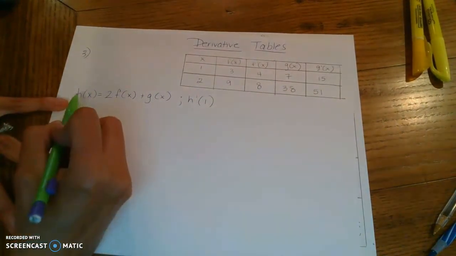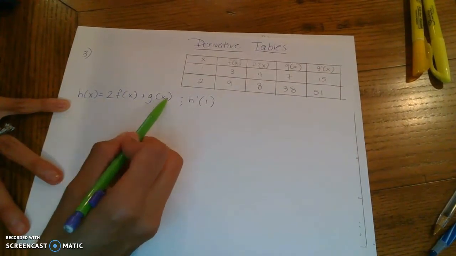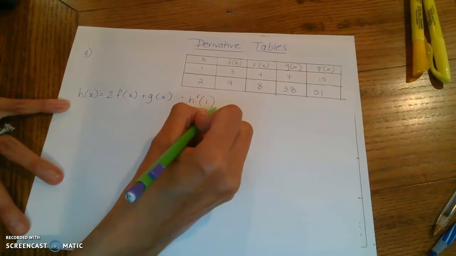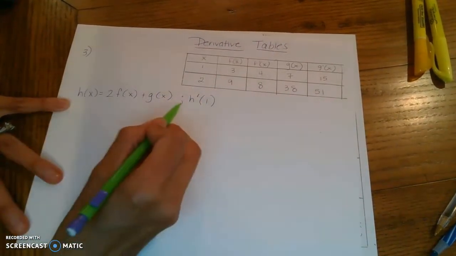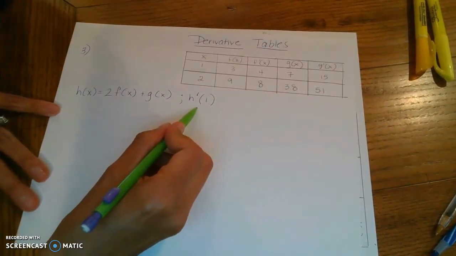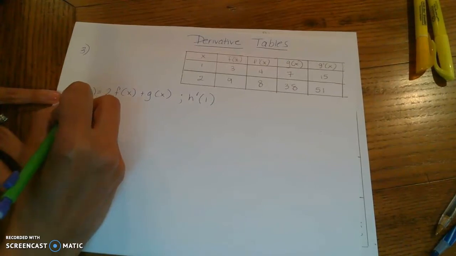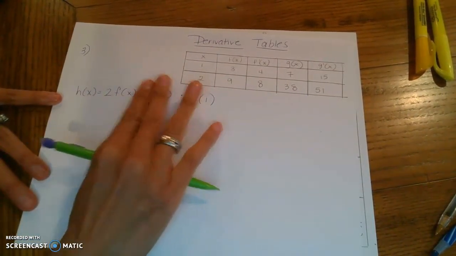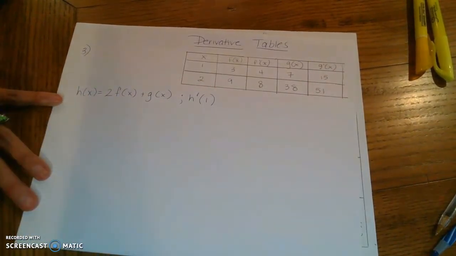And then they told me h of x is equal to 2f of x plus g of x. And they're asking me to find h prime of 1. So they want me to take the derivative of h and then evaluate it for when x is 1. Okay, so here when I'm looking at this, I always want to see each term. This is a polynomial. This is what I call the most basic idea of the derivative table.